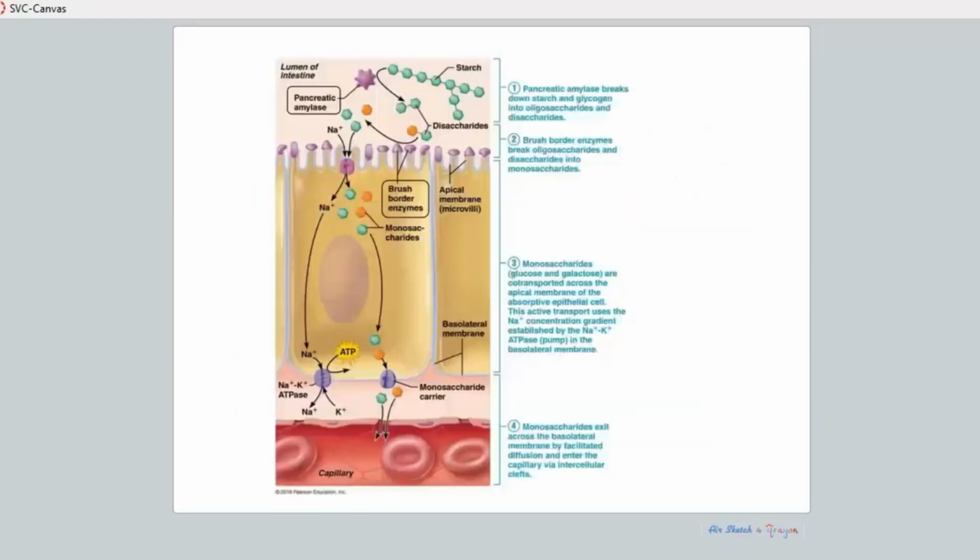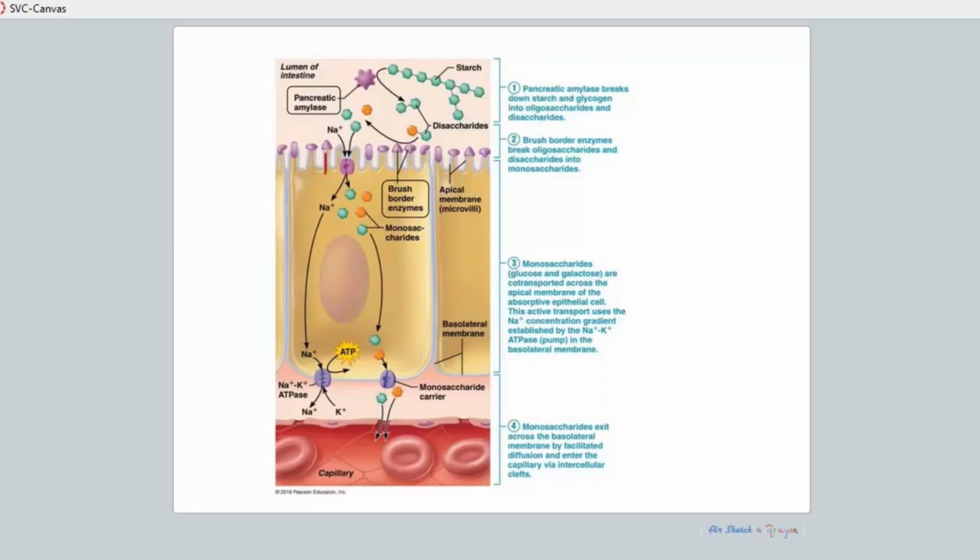And this is a great picture of that right here. Here's the lumen of the intestine. Here's a starch molecule. So we have pancreatic amylase, this enzyme, which takes this starch molecule and breaks it down into disaccharides. We're not done yet though. We need those brush border enzymes.